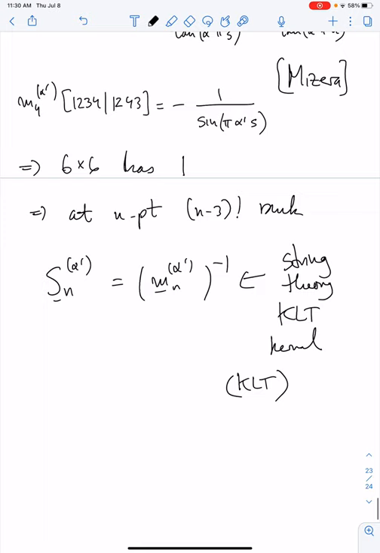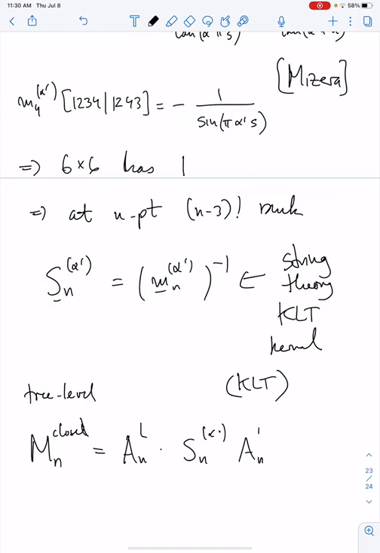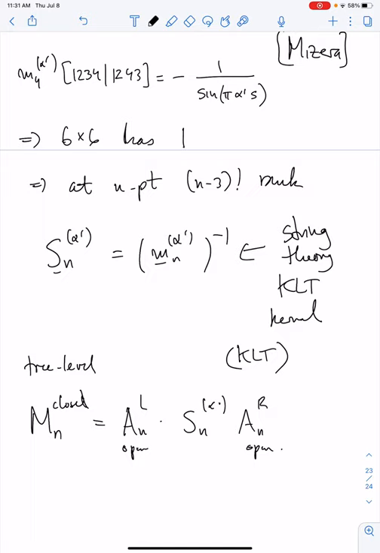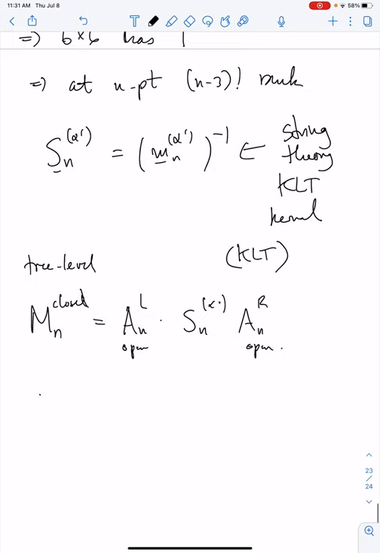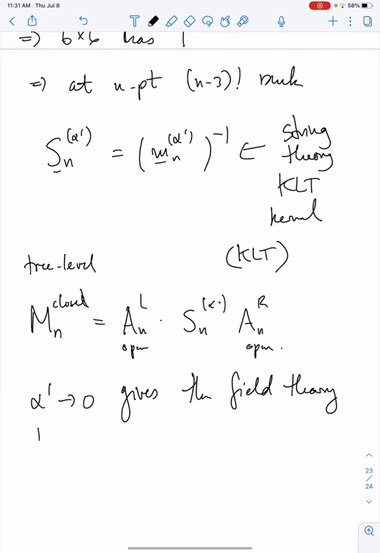And those kernels have the structure that they give the closed string tree amplitudes as the double copy of open string amplitudes on the left and the right. And that, of course, is the original string KLT relation that I alluded to early on in these lectures. And what we've seen before is that the alpha prime to zero limit of this gives the field theory KLT relations that we've discussed, that gives Yang-Mills times Yang-Mills equals gravity as a field theory statement.